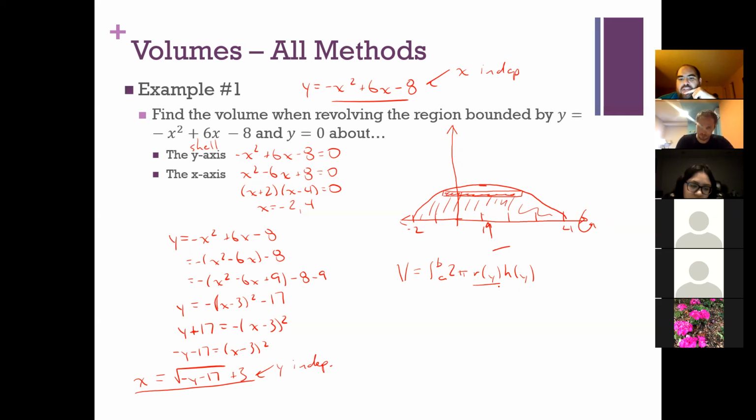I think the radius with respect to y is relatively simple. That's just going to be equal to the y value itself. The height with respect to y is going to be a little trickier, because as y changes inside this interval, your x values are going to contract and expand on either side. So I think setting up the limits for that integral is going to be kind of tricky.